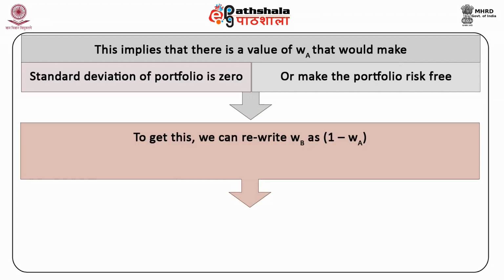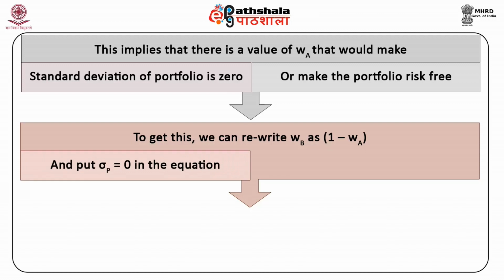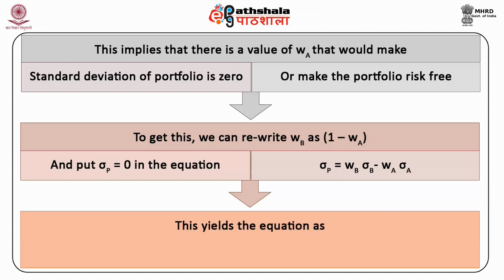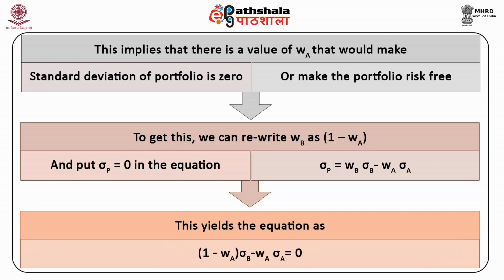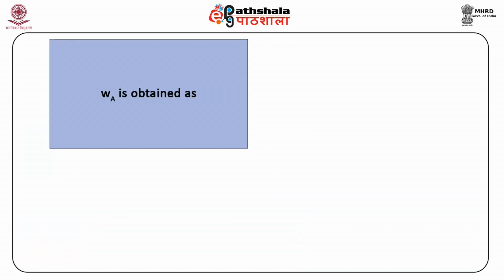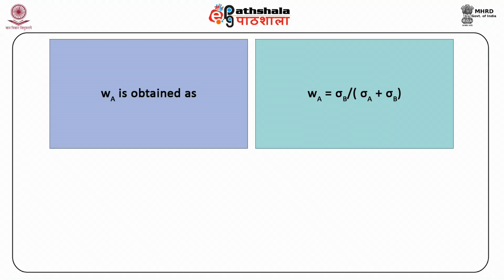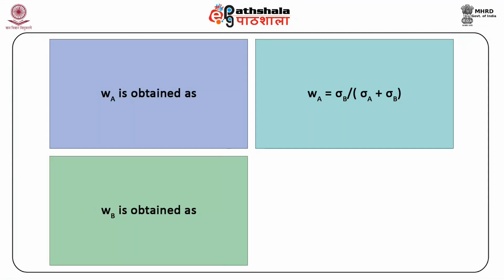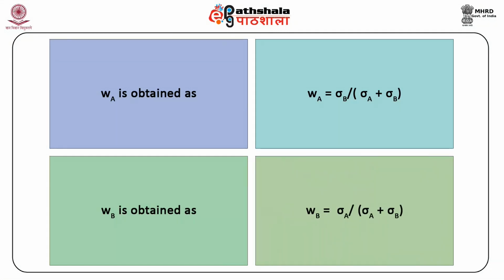To get this, we can rewrite WB as 1 minus WA and put sigma P is equal to 0 in the equation sigma P is equal to WB sigma B minus WA sigma A. This yields the equation as 1 minus WA into sigma B minus WA into sigma A is equal to 0. From this equation, the value of WA is obtained as WA is equal to sigma B divided by sigma A plus sigma B, and consequently WB is obtained as WB is equal to sigma A divided by sigma A plus sigma B.